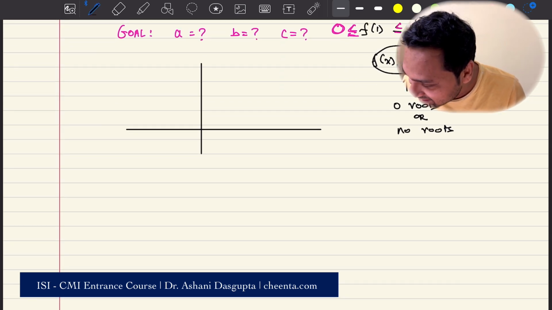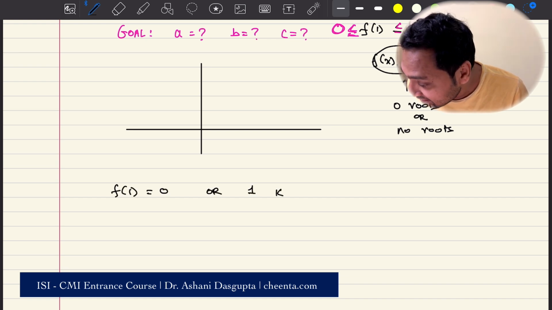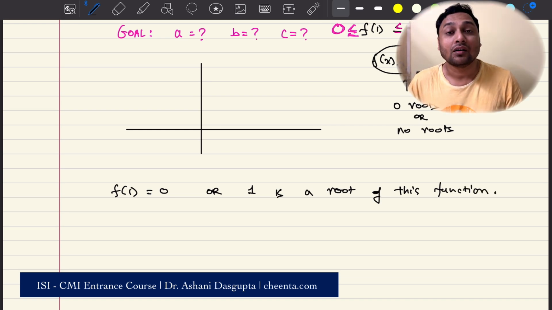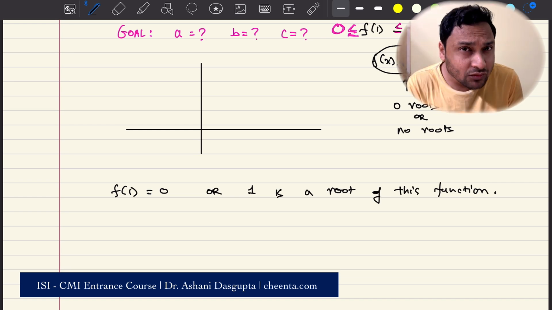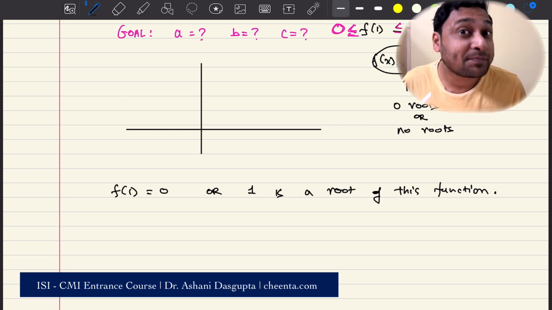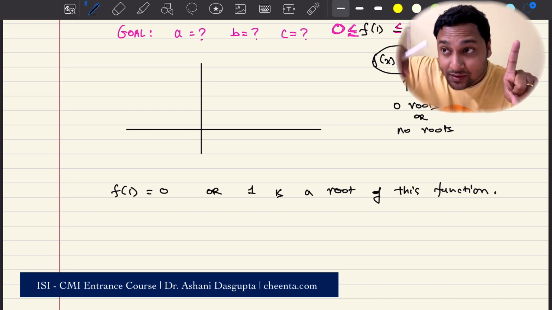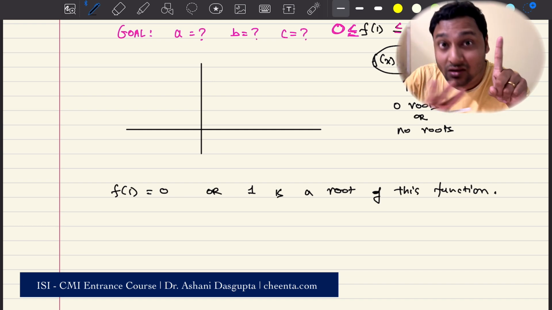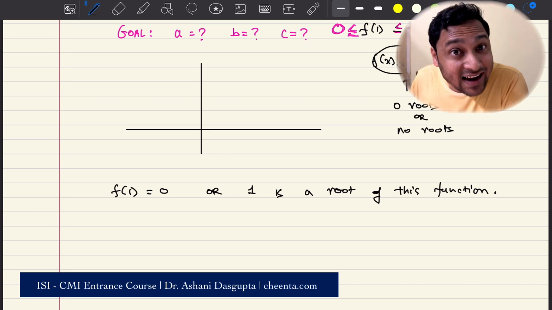So the next thing that we realize is that f of 1 is equal to 0, or 1 is a root of this function. That's awesome. So we have taken the next step. If 1 is a root of this function, and we know that this function can have at most 1 root, it cannot have 2 roots, because then it will dip below the x-axis and it will have some negativity, and we know that the function is not negative at any point. So it has at most 1 root, and we found that 1 root.